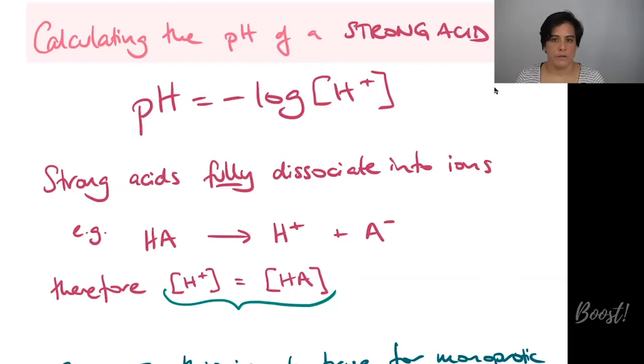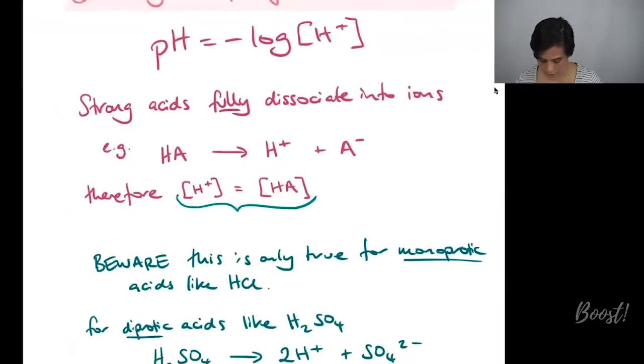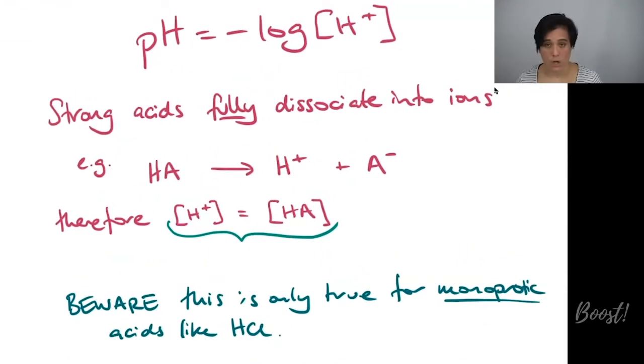This is true for hydrochloric acid, and it's true for nitric acid, but we do have to slightly adapt it for sulfuric acid and phosphoric acid, and we'll look at why in a second. So, as I've said, beware, this is only true for monoprotic acids like HCl. A monoprotic acid is an acid where we have one H+ ion released for every 1 molecule of acid.